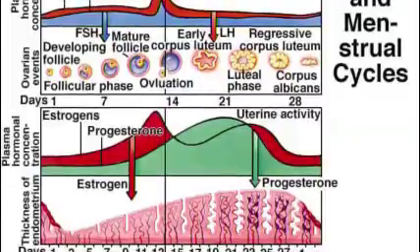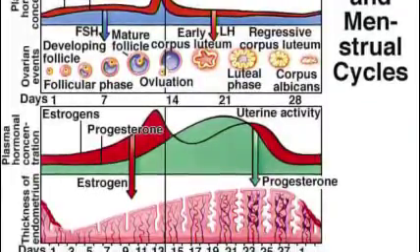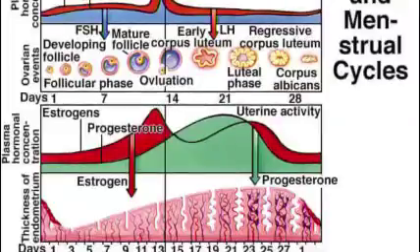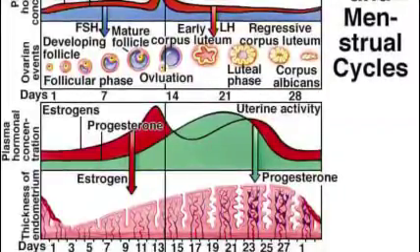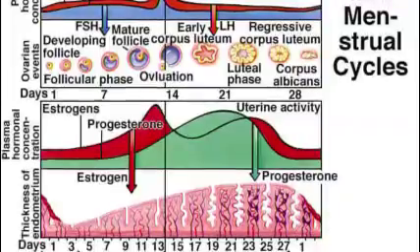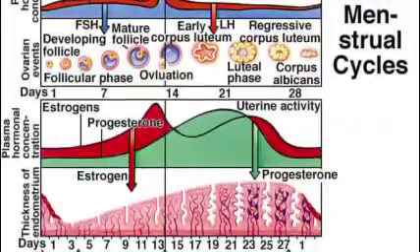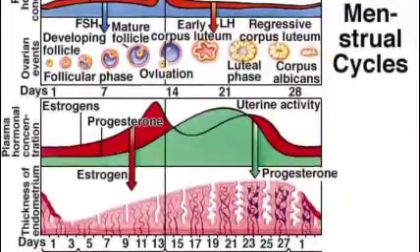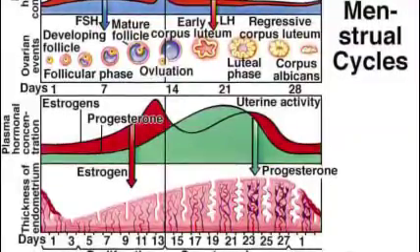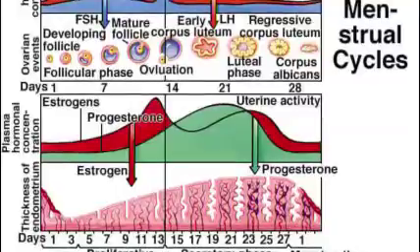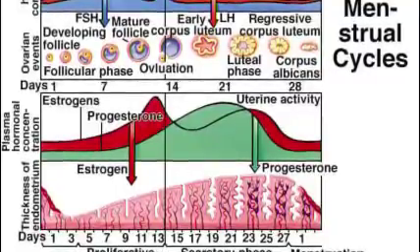However, if a sperm cell does not fertilize the egg cell released at ovulation, the corpus luteum begins to degenerate on about the 24th day of the cycle. Eventually, connective tissue replaces it. The remnant of such a corpus luteum is called a corpus albicans.